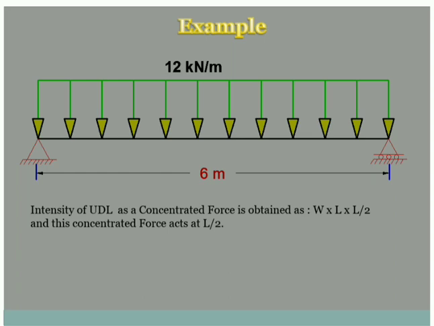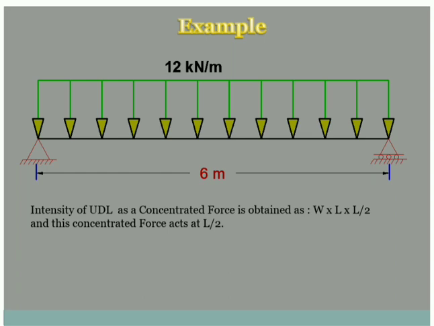Now here we'll try and convert this UDL of 12 kilonewton per meter into an equivalent point load. How is it done? It is done by using the formula W into L into L by 2. Now what is W? Intensity of the given UDL, which is 12. What is L? Length of the beam. L by 2 is half. That means when we convert a UDL to the point load, it acts at the center of that span.